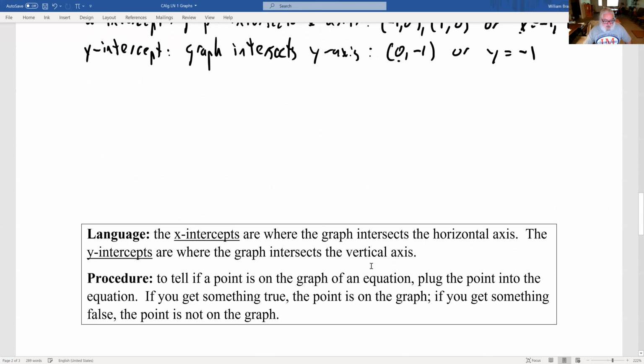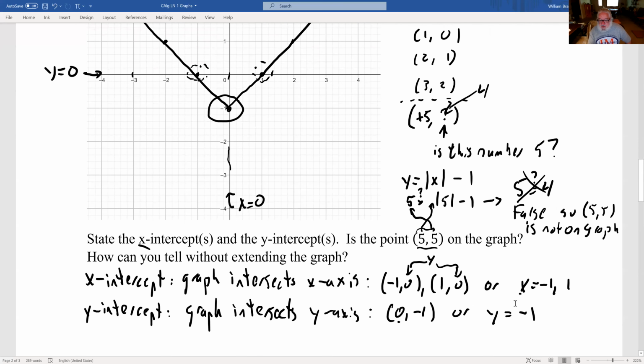So a little bit of language. x-intercepts: that's where the graph intersects the horizontal axis, y equals 0. The y-intercept is where the graph intersects the vertical axis. Remember that the vertical axis is x equals 0. And a procedure to tell if a point is on the graph of an equation: plug the point into the equation. If you get something true, it's on the graph. If you get something false, it's not on the graph. And that's what we did here. Is the point 5, 5 on the graph? Well, we plugged in y equals 5, x equals 5. We got 5 equals 4. That's not true. So that tells me that's not on the graph.